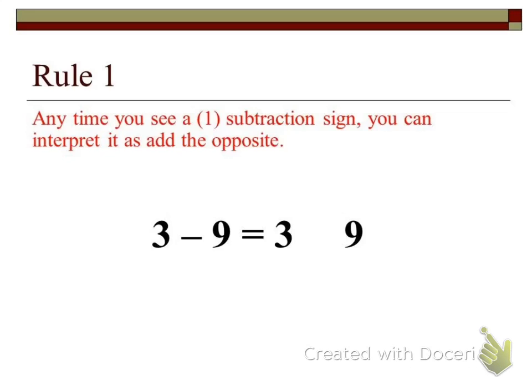So just to reiterate, our Rule 1 tells us that anytime you see a subtraction sign, just one, you can interpret that as add the opposite. So 3 minus 9 is the exact same as 3 plus negative 9. And that's negative 6. The difference between 3 and 9 is 6. 9 is bigger than 3. 9 is negative, so that's why we have a negative 6.